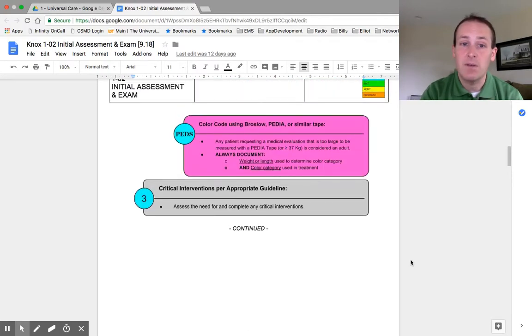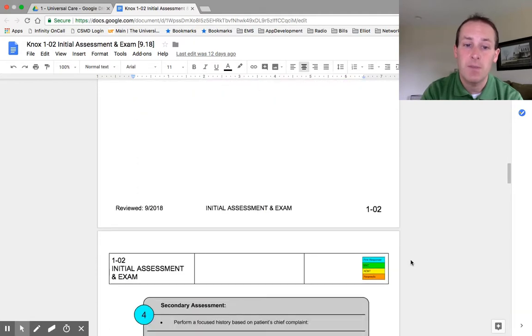The next thing is obviously with every patient, if they're a pediatric patient, getting their color category. Now that can be based off a weight, as long as it is reasonably approximated, or preferably using some sort of length-based tape, be it Broselow tape, Pedi tape, to get their treatment category, and then ultimately documenting that category in the medical record. And then obviously at this point, after your primary assessment, you're going to be doing and documenting your critical interventions.